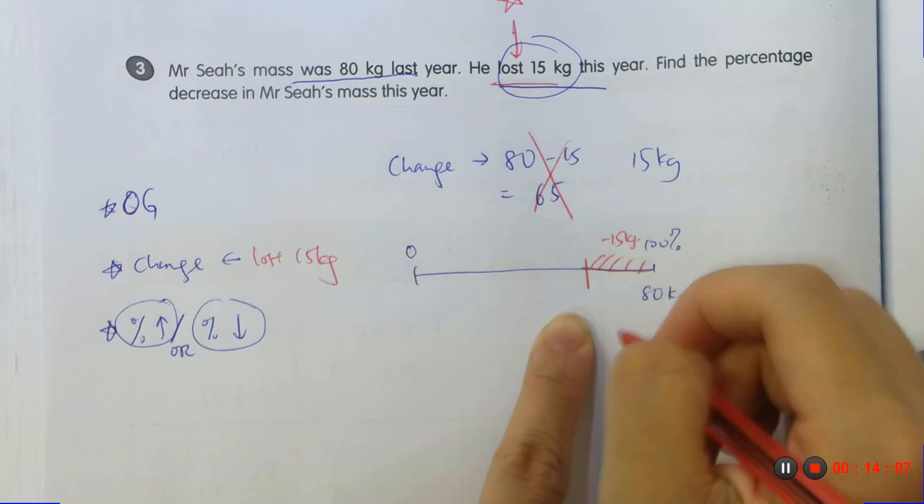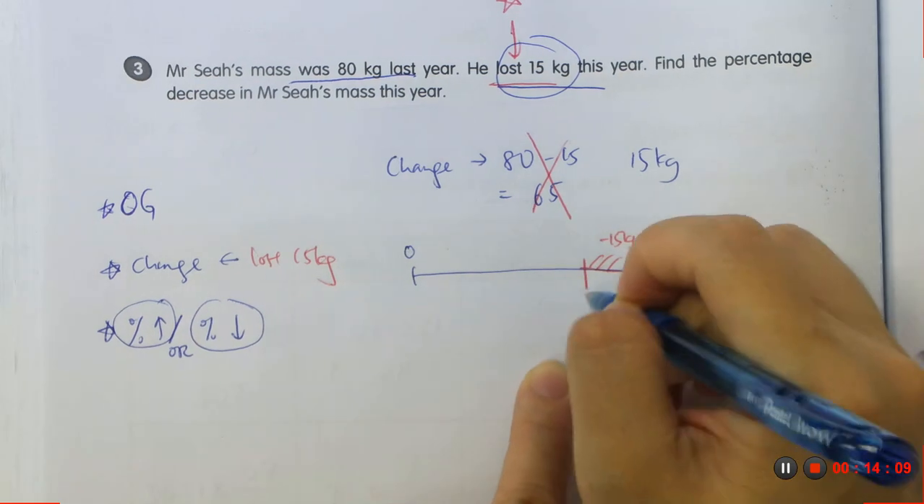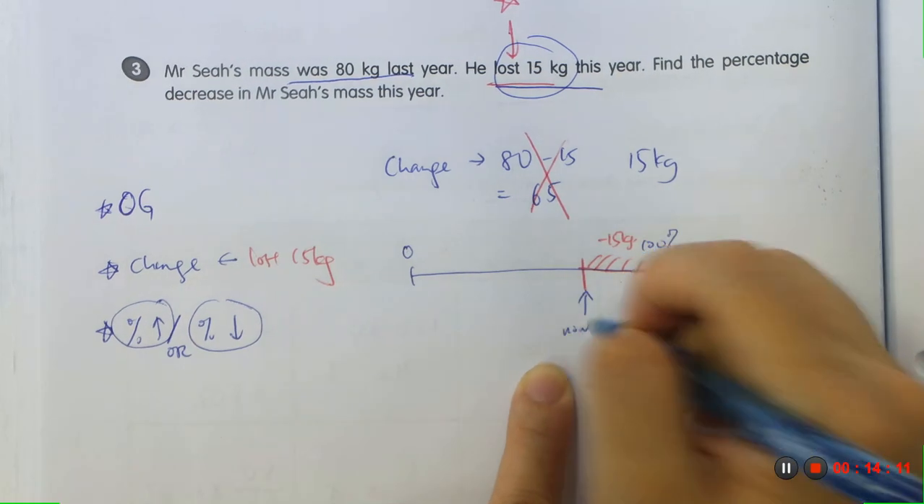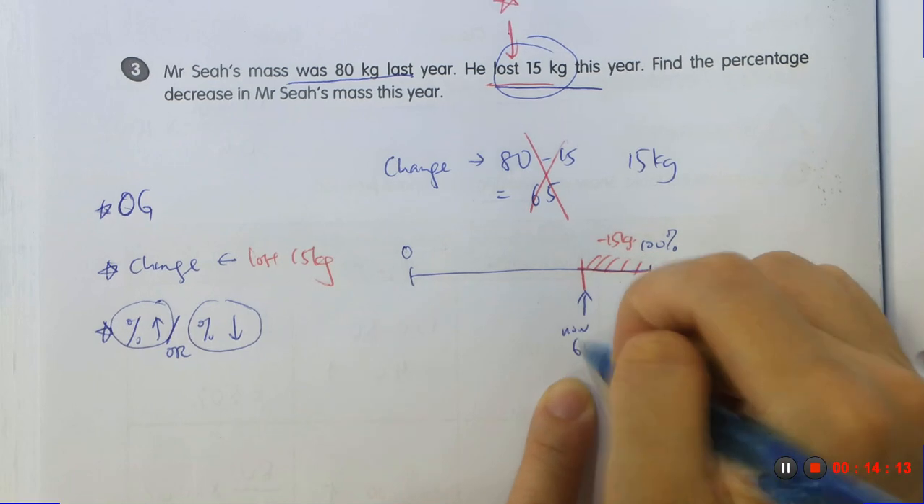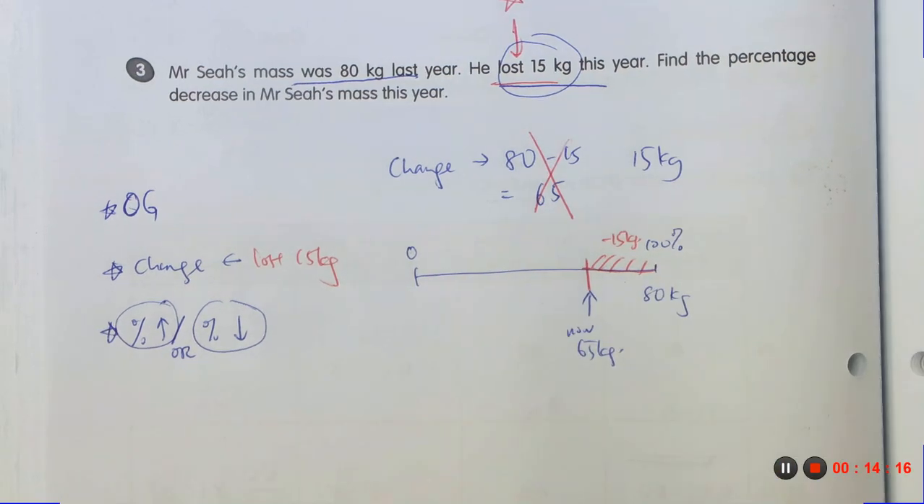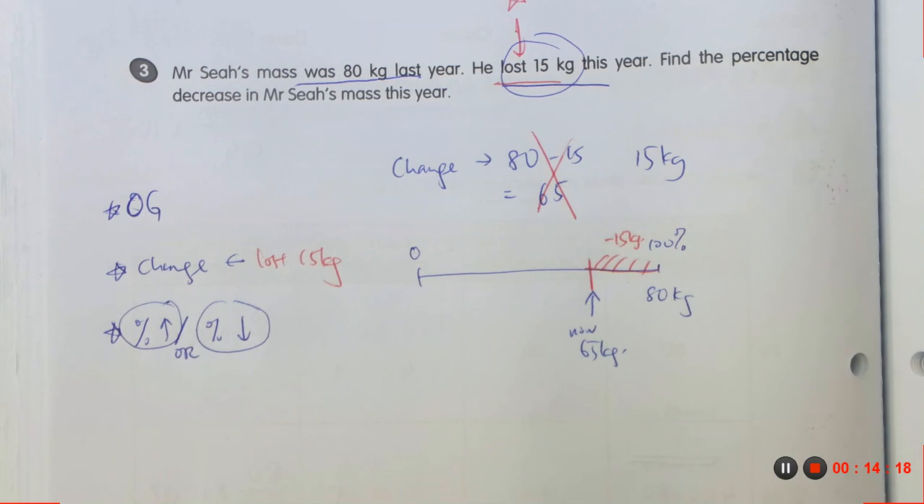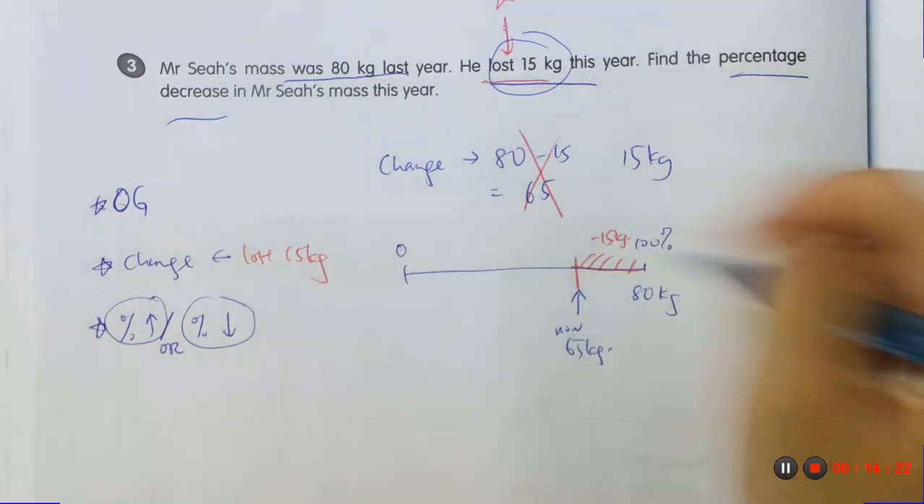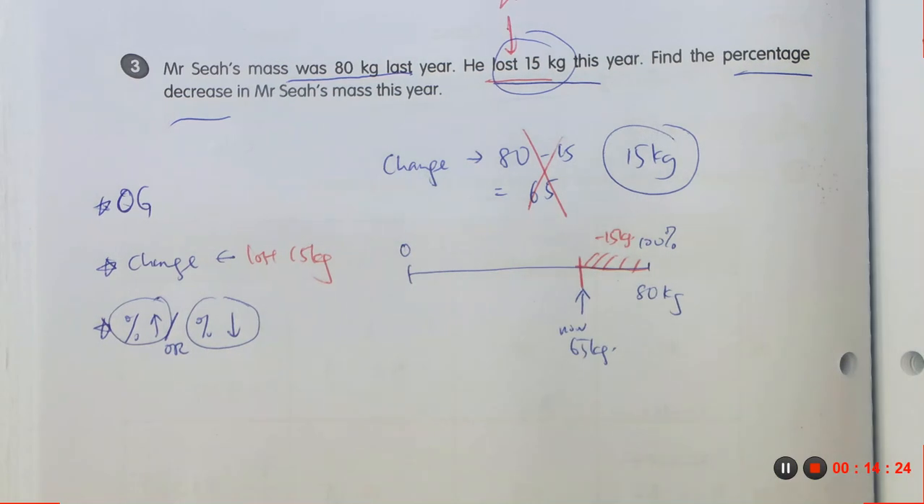So yes, right now, that's correct. Right now, this year, he is 65 kilograms. But we are not looking for 65 kilograms. We are looking for the decrease. So the percentage decrease, the change, is this. This is what's lost.